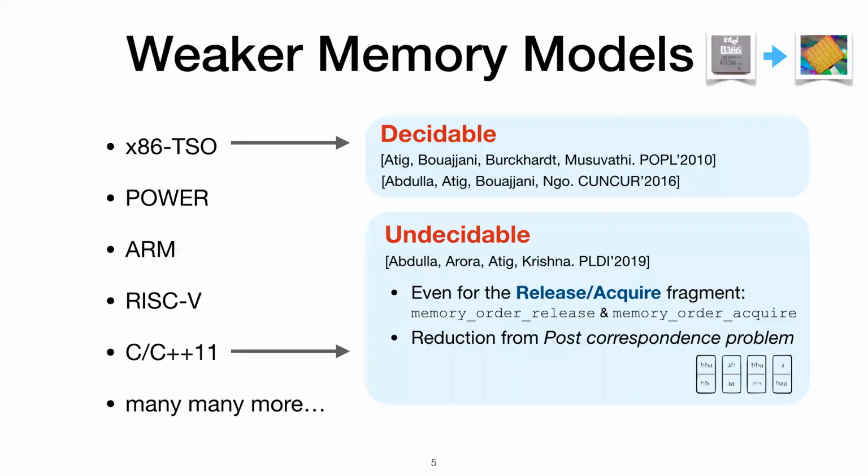There are many memory models weaker than sequential consistency. I just list some, and some results that are already known.